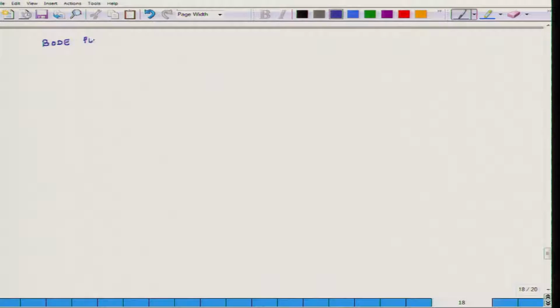Bode plot for simple pole. And right now we will just worry about the magnitude plot. We will talk about the phase plot later for a simple pole.